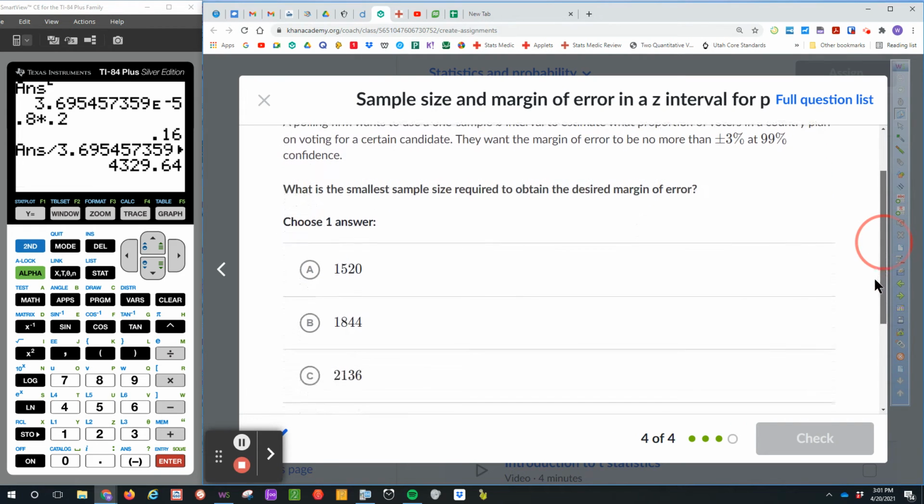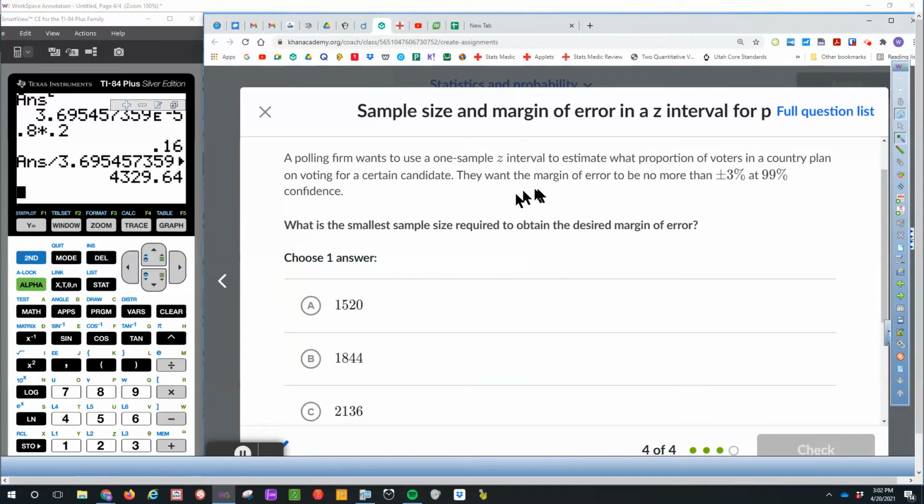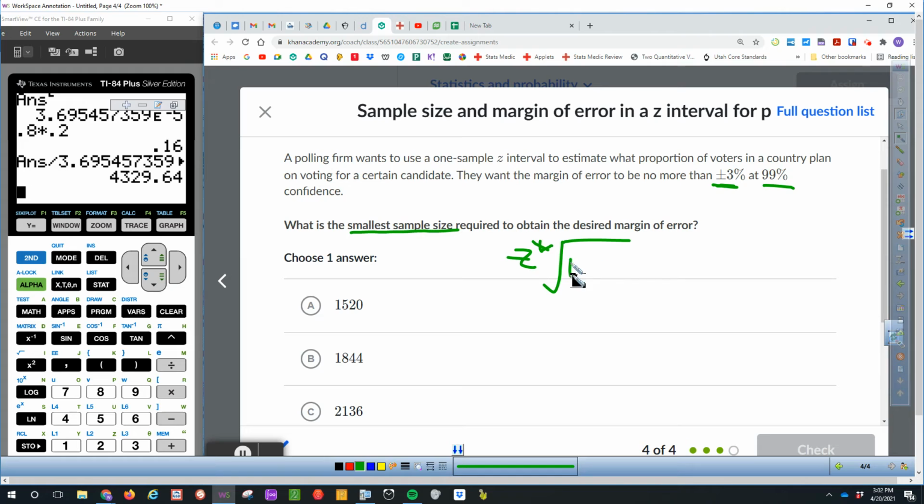Okay, so let's do the same type of question, right? Margin of error is plus minus 3%. Confidence level is 99%, and they want us to find the smallest sample size. Margin of error is this formula: z star times the square root of p hat times 1 minus p hat divided by n is less than or equal to, in this case, 0.03. This is a percent, so you have to change it to a decimal, at a 99% confidence interval.